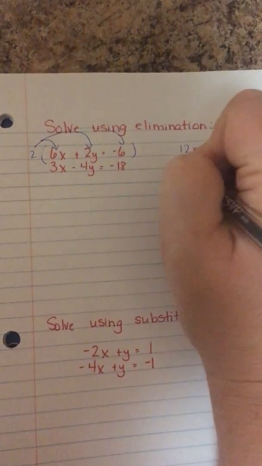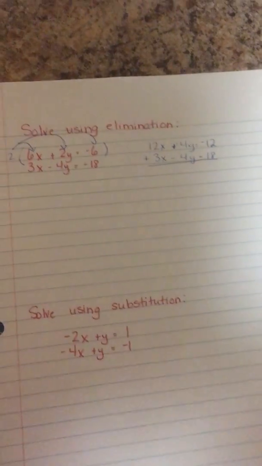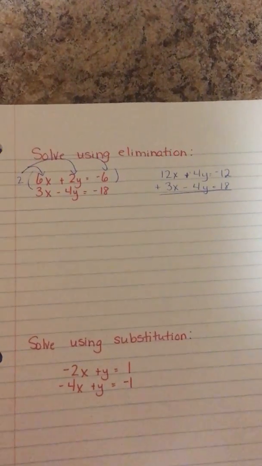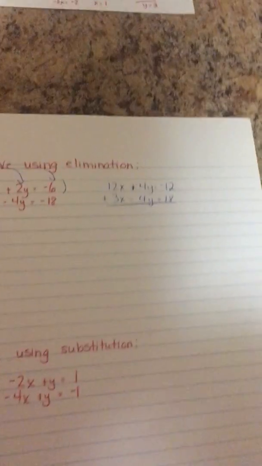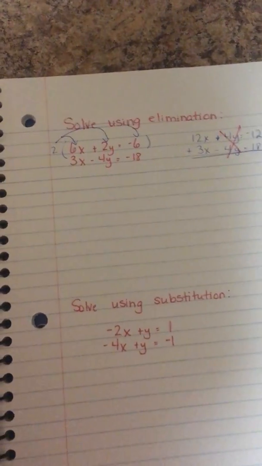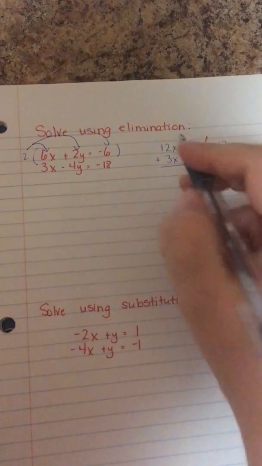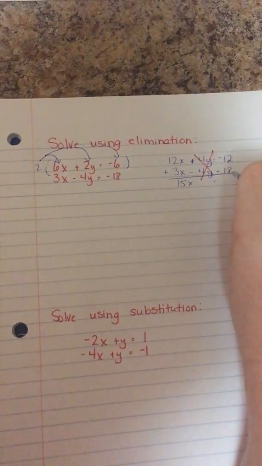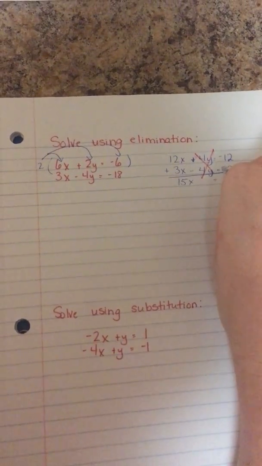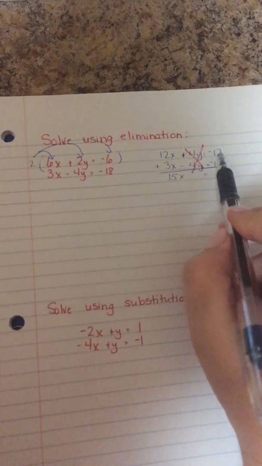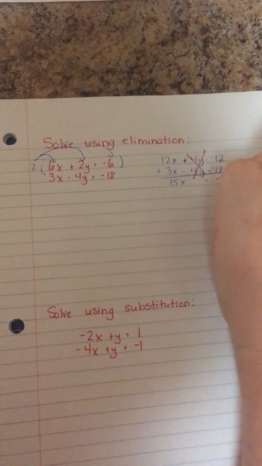Now, when I add these equations together, you will notice that the 4y and the negative 4y are inverses of each other, and therefore they will just cancel out. And I have 12x plus 3x is 15x, and negative 12, I'm sorry, I forgot the negative sign there. Negative 12 plus negative 18 is negative 30.